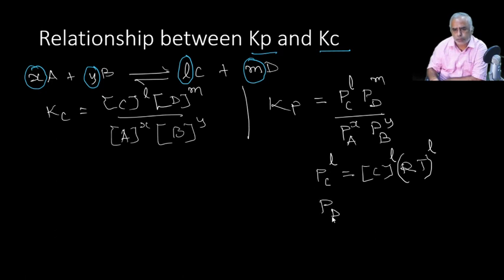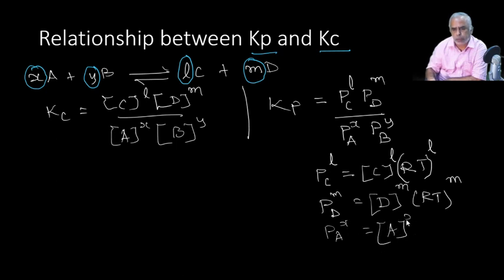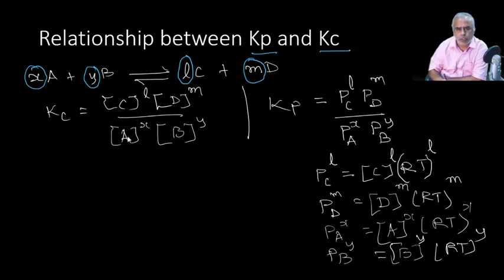That is Pd power M is nothing but D concentration power M, and here RT power M. Similarly, Pa power X is equal to A concentration power X, and then RT power X. And similarly, Pb power Y is nothing but B power Y into RT whole power Y. Do you understand? Now we can incorporate these terms here.